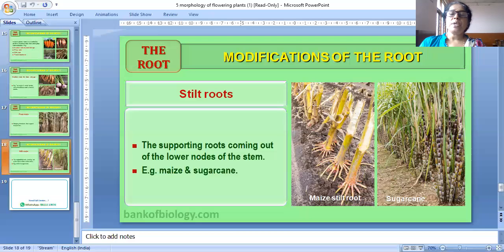When the incision of the lamina reaches up to the midrib like this, breaking it into a number of leaflets, the leaf is called a compound leaf. These two are compound leaves.